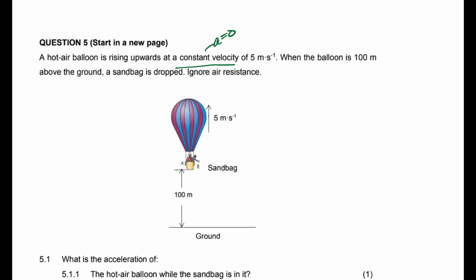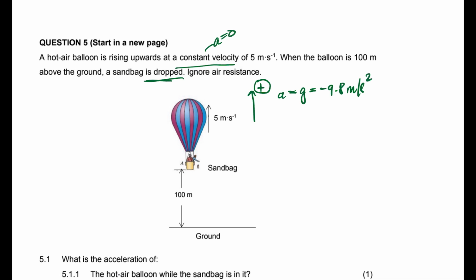above the ground, the sandbag is dropped. That's a very important statement. The sandbag is dropped. If you look in the diagram, the sandbag is dropped there. So we're going to choose upward as positive. Very important. That means our gravitational acceleration, g, is equal to negative 9.8, because it's going downwards.